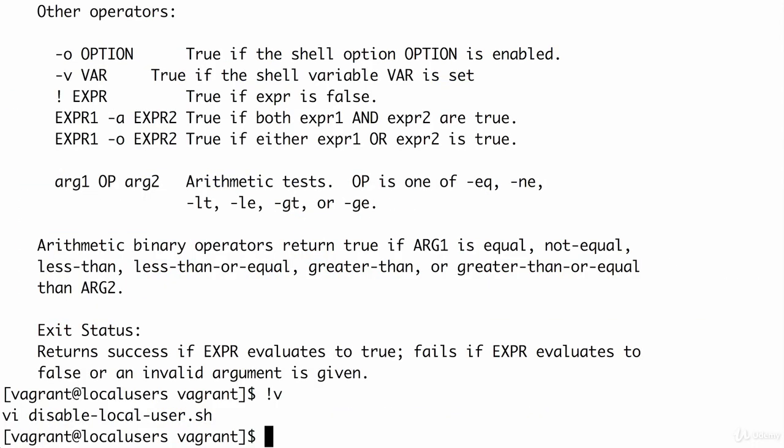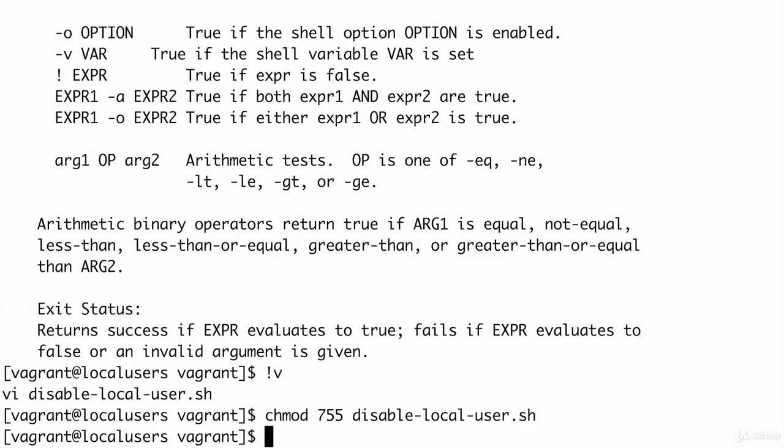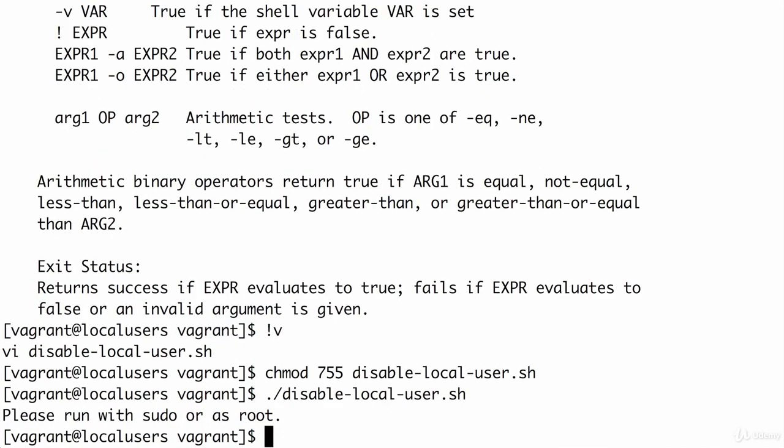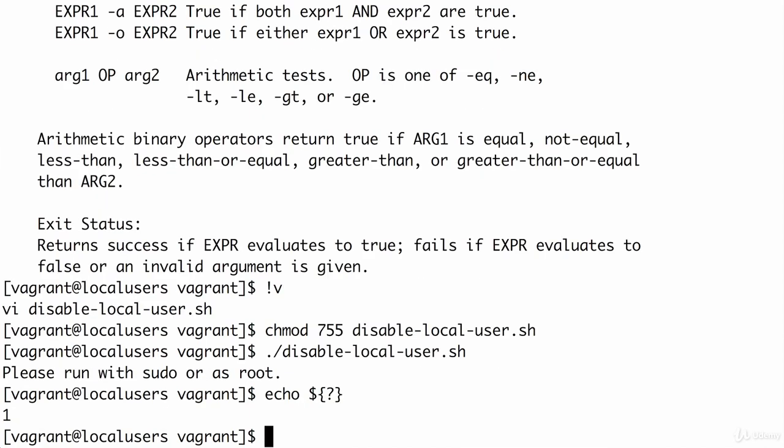Now that we have our script created, before we execute it, we need to give it executable permissions. Now let's execute this script without superuser privileges and see what happens. It says, please run with sudo or as root. That's what we want. Let's make sure it exited with a non-zero exit status. And sure enough, we have an exit status of 1. So this time, let's run it with the proper privileges, but don't supply any options or any usernames.